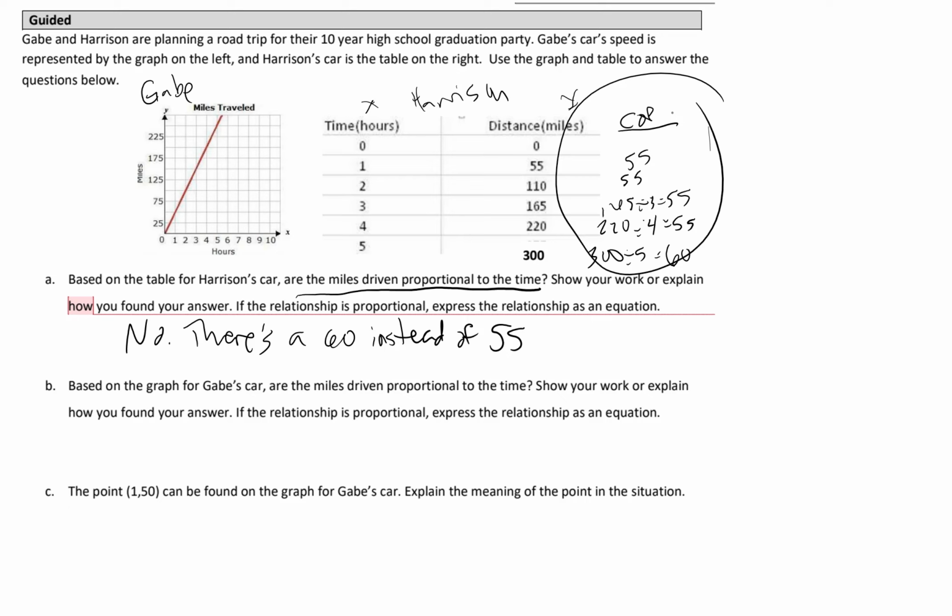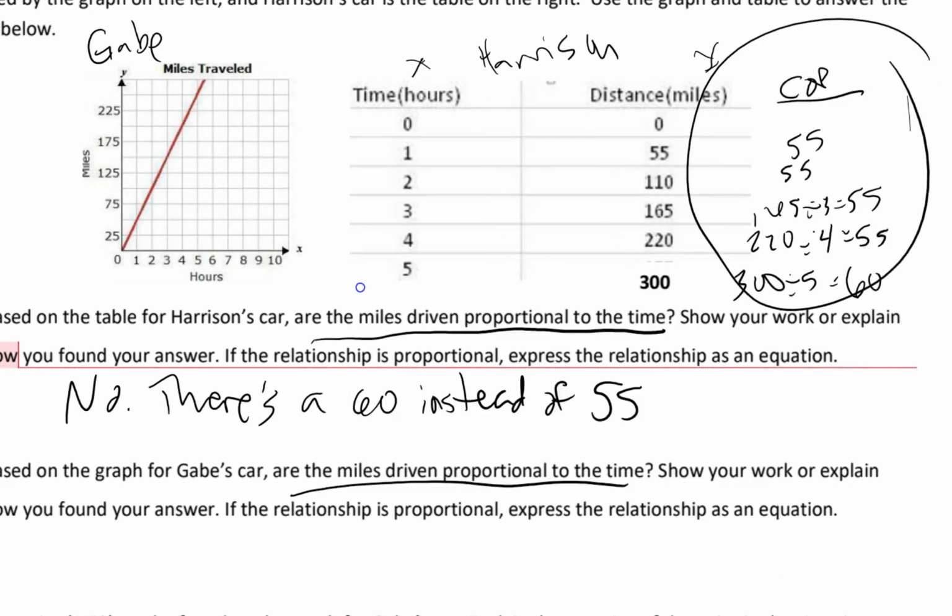All right, so Harrison we know is not proportional, but on the graph for Gabe's car, are the miles proportional to time? So same question, show or explain how you found your answer. If the relationship is proportional, express it as an equation. On a graph, I'm going to see if I can zoom in.